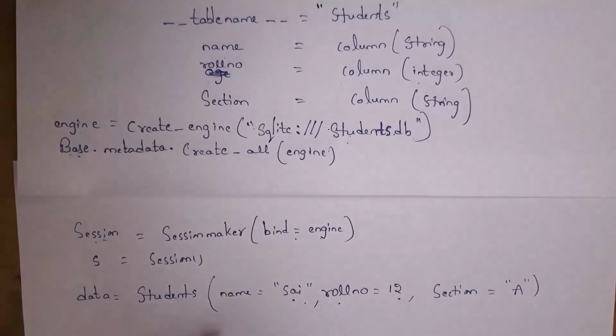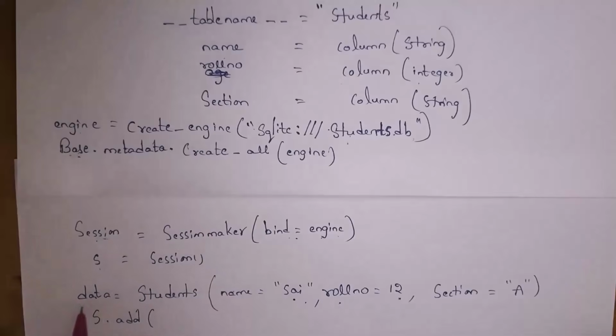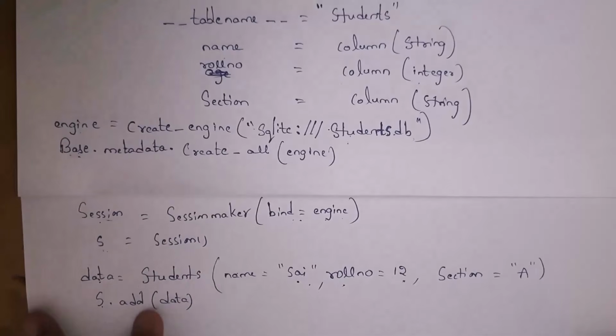Now in order to add this data into my database, we need to use add function. My session is present in variable s, so just write here s dot add function. I want to add data. This data is present in variable data, so just write here s dot add of data. I want to store this data permanently. So by using commit method, you can store data permanently. So just write here s dot commit.